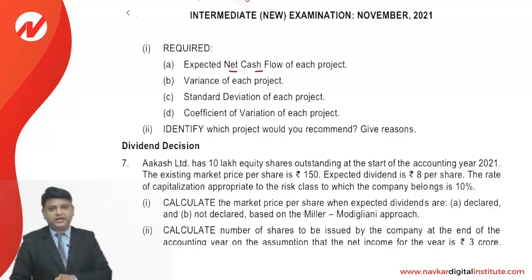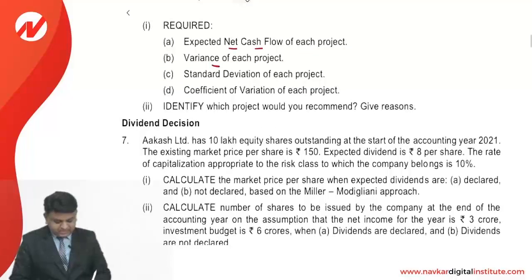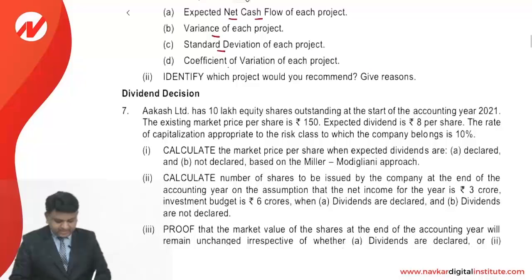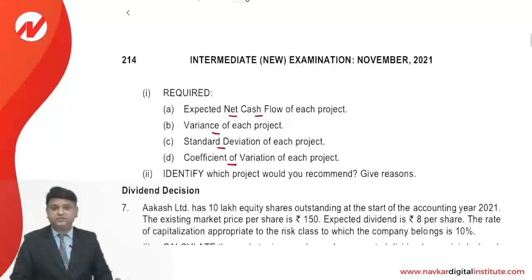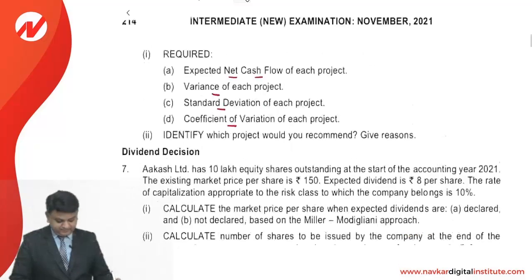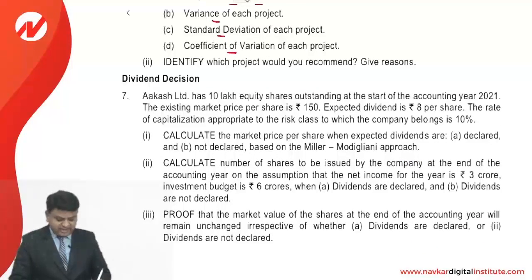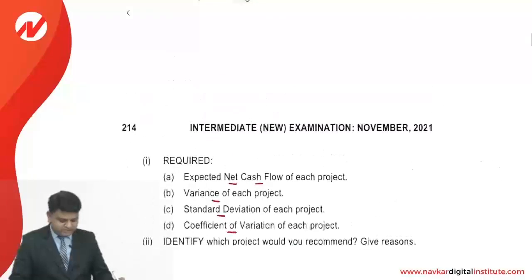So it is probability into cash flow. With that, the mean value can be found. Variance will be found as x minus x bar square into probability. Summation of that is the variance. Standard deviation: root of variance is standard deviation. CV, that is coefficient of variation, that is risk upon return, that is standard deviation divided by x bar will give the CV. And the final question is identify which project would you recommend with the reasons.